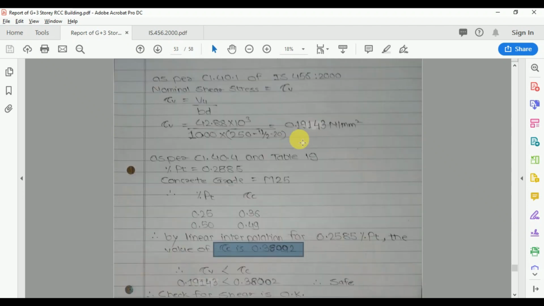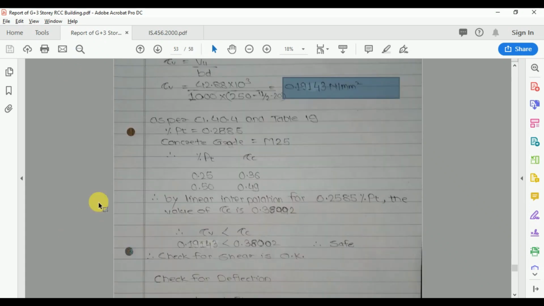per mm square, which is more than the value of tau v. So here you can see the value of tau c is more than tau v. That means the design shear strength of the concrete is more than the nominal shear stress in the section. So it means we don't require the shear reinforcement. That is, the check for shear is okay.